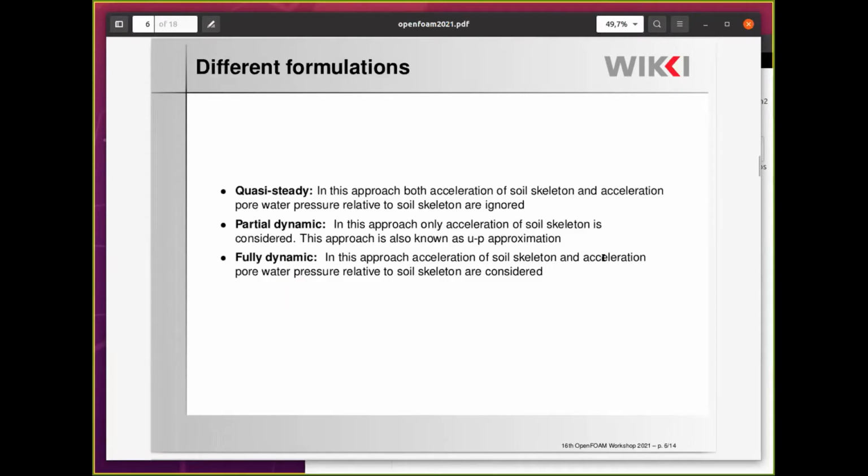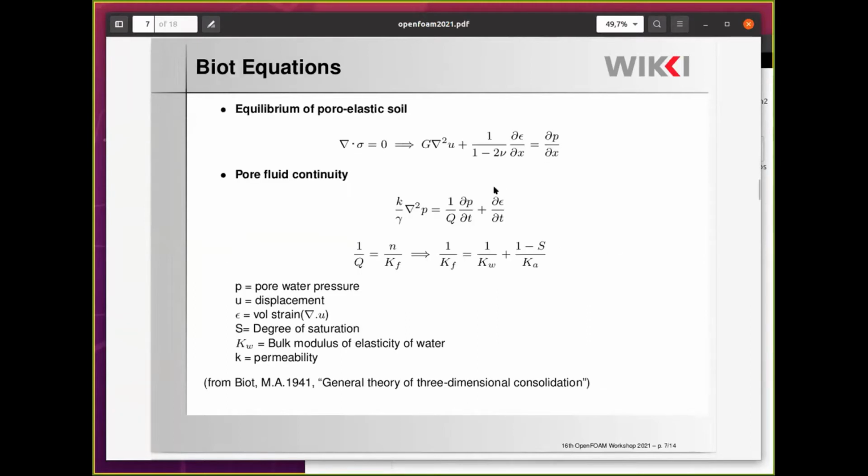There are actually three different formulations. One is quasi-steady, in which the acceleration of the soil skeleton and the acceleration of pore water relative to the soil skeleton are ignored. In the partial dynamic, we have the acceleration of the soil skeleton, and in the fully dynamic, we consider both the acceleration of the soil skeleton and the acceleration of pore water relative to the soil skeleton. In this presentation, we are trying the quasi-steady approach.